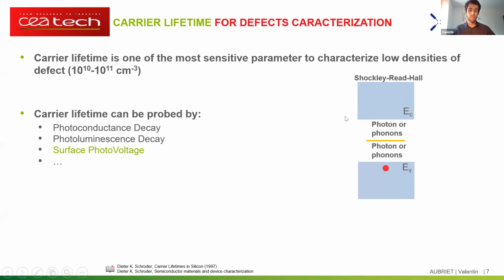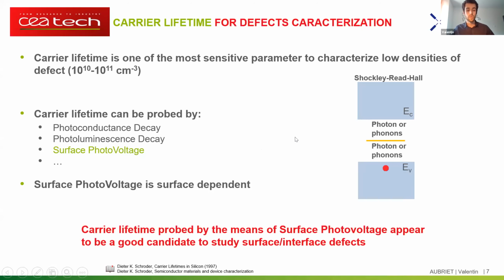Experimentally speaking, we can probe this property with different procedures, like photoconductance decay, photoluminescence decay, surface photovoltage, and so on. But in our case, since we study embedded interfaces, surface photovoltage seems to be the most relevant, because this quantity is highly sensitive to the surface. So that's why we will use carrier lifetime probed by means of surface photovoltage, which appears to be a good candidate to study embedded interfaces.